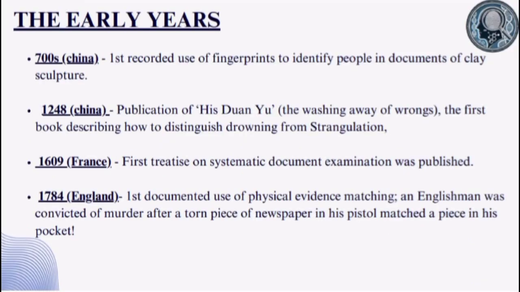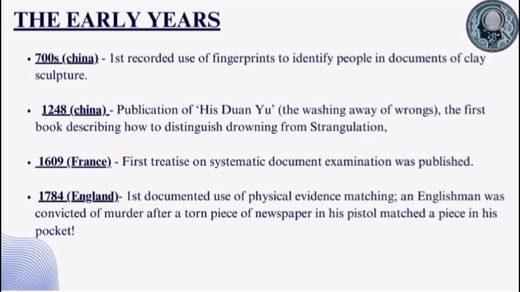The beginning is recorded in the 700s, when the Chinese used fingerprints to establish the identity of documents and clay sculptures. There were a few scientific advances in 1248, in a book, Hsi Yuan Lu, meaning the washing away of wrongs, which was published by the Chinese. They described how to distinguish drowning from strangulation, and it was the first recorded application of medical knowledge to solve a crime. Then in 1609, the first treatise on systematic document examination was published in France.